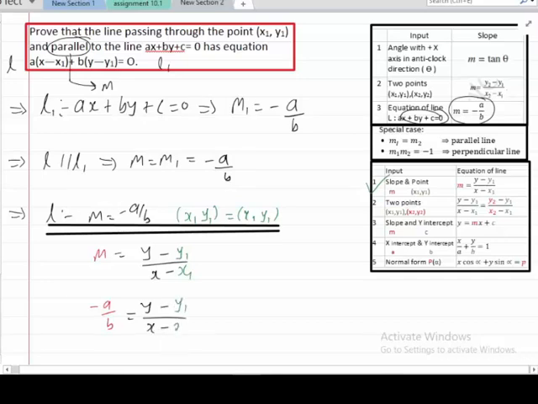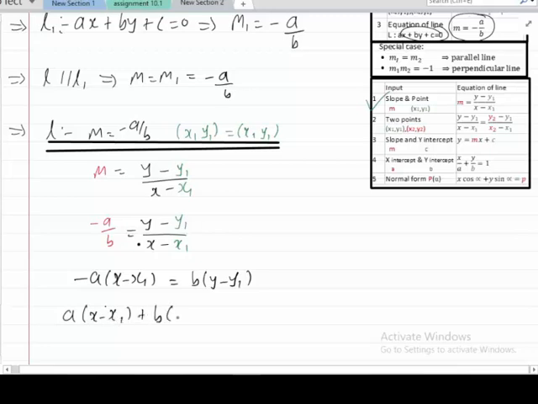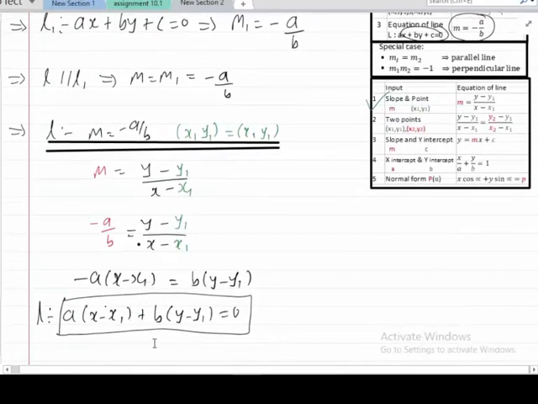To get our final answer, we just have to cross multiply. So it will be minus a(x minus x1) is equal to b into (y minus y1). Let's rearrange the terms to get our final answer, and ta-da! Here we have our required equation of line, as we had to prove: a(x minus x1) plus b(y minus y1) equal to 0.